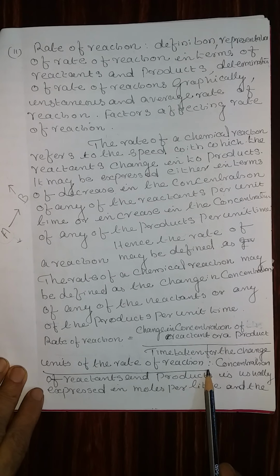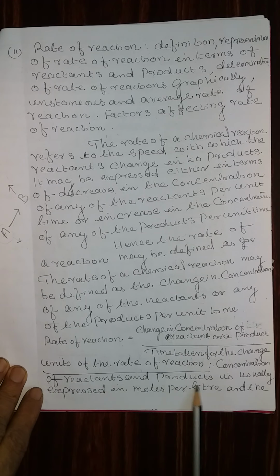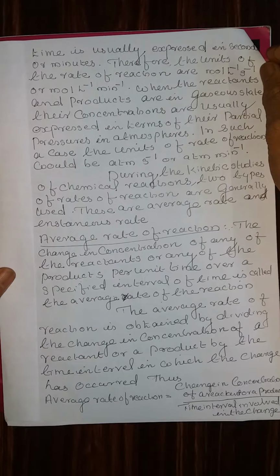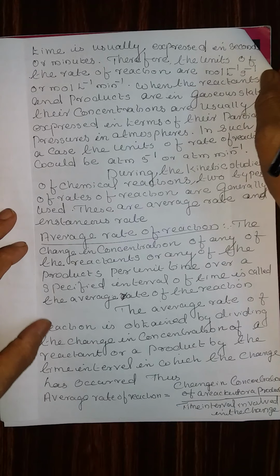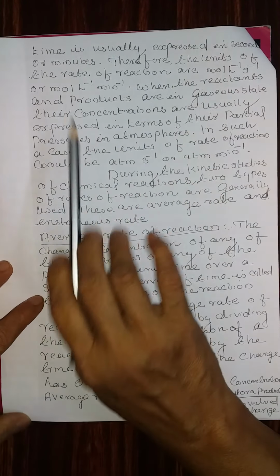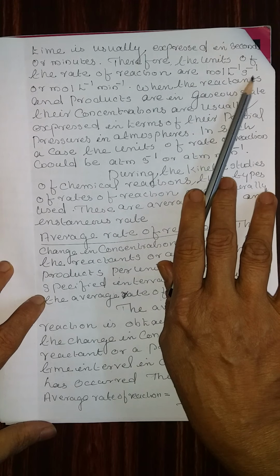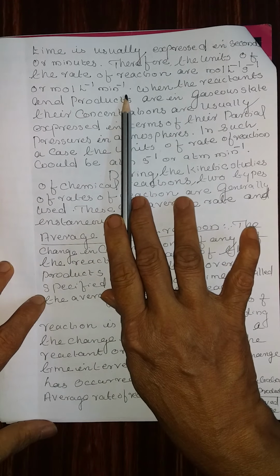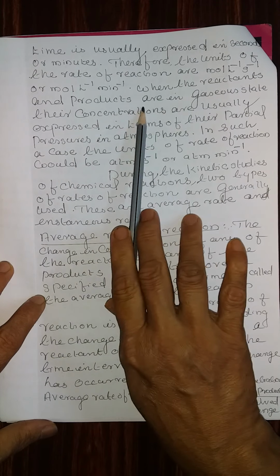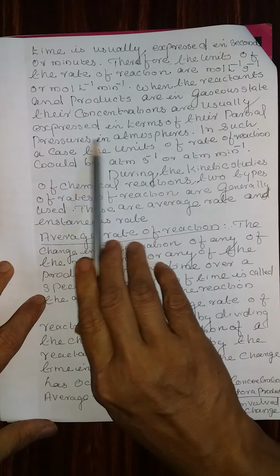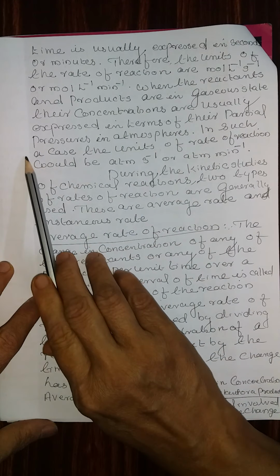Units of rate of reaction. Concentration of the reactants and the products is usually expressed in moles per liter, and the time is usually expressed in seconds or minutes. Therefore, the units of the rate of reaction are moles per liter per second or moles per liter per minute. When the reactants and the products are in the gaseous state, their concentrations are usually expressed in terms of their partial pressures.